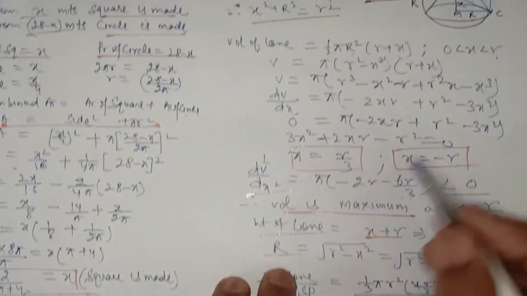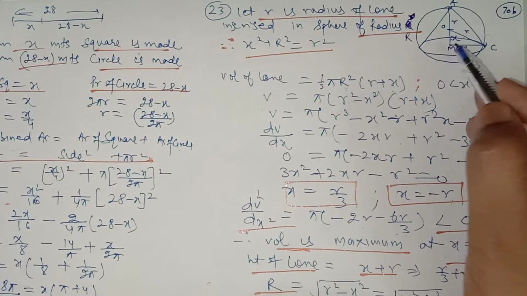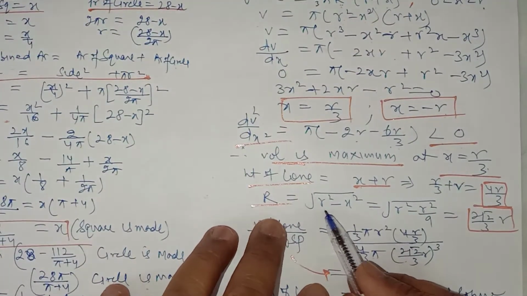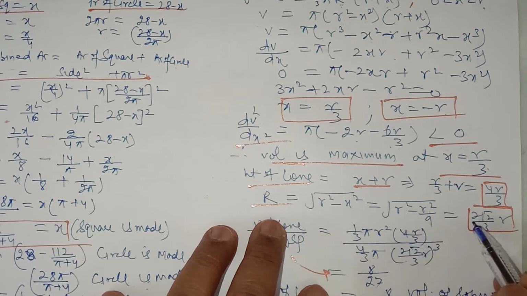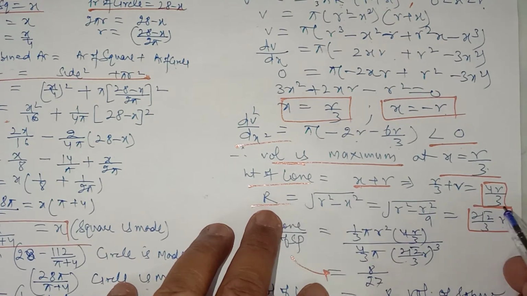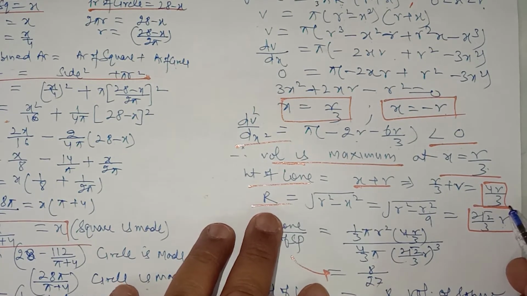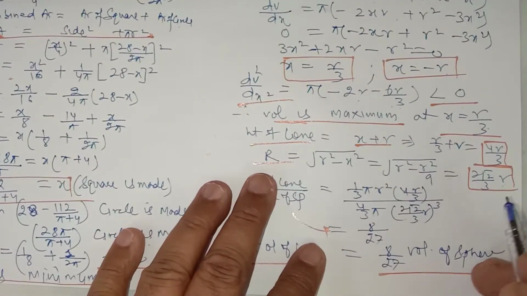And the capital R is equal to under root r square minus x square. Replace the value of x as r upon 3, which comes out to be 2 root 2 upon 3 into r. The capital R is in terms of small r, and the height is also in terms of small r, because the radius small r is the radius of the sphere, it is given.